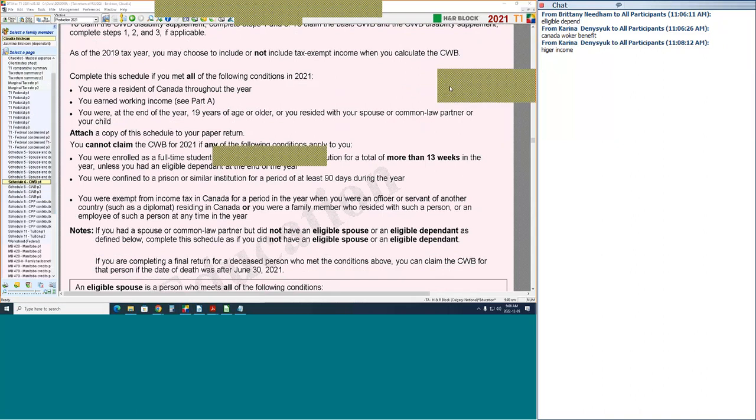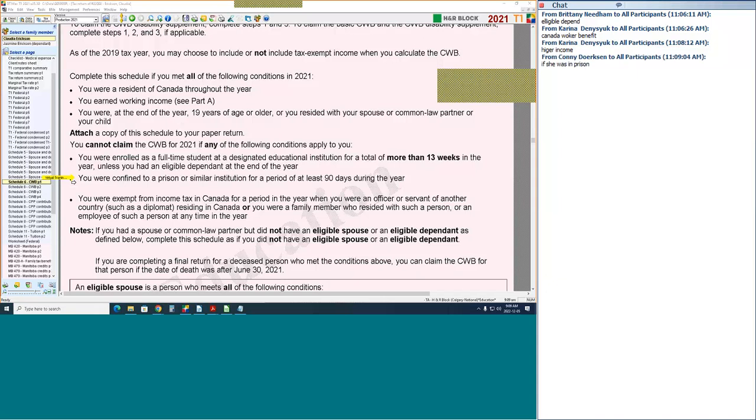I'm going to give you a little hint here. My little yellow sticky note. What's another thing that could have happened to her in the year that would make her not eligible for Canada Workers Benefit? If she was in prison. So I want to teach you how to tell the computer that she was in prison for a period of 90 days or more and therefore does not qualify.